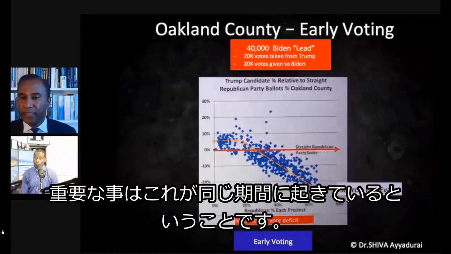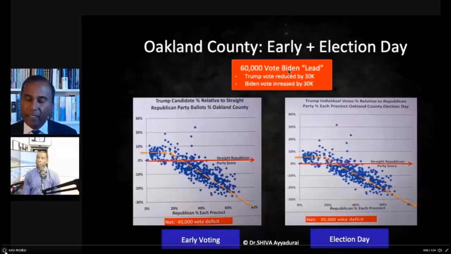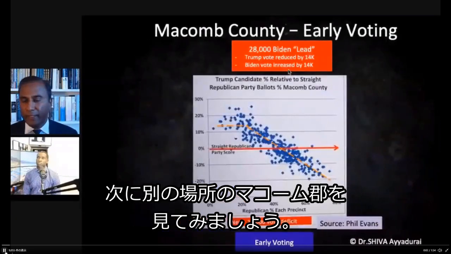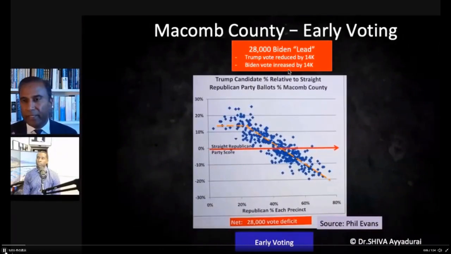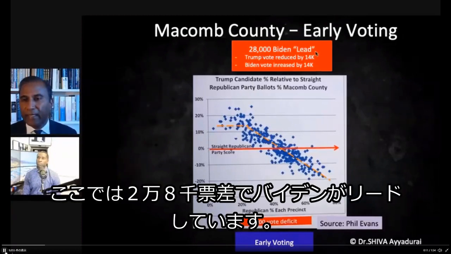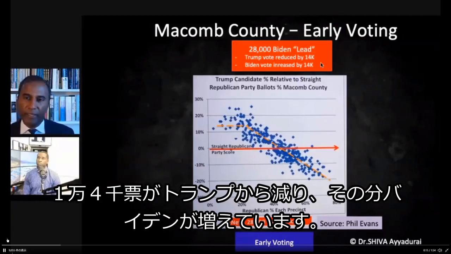The reason this is important is this is in one time period. So that's Oakland County. Now let's look at a different county. Again, spatially, we're going to a different place and a different time, early voting, Macomb County. Here there were 28,000 votes. 14,000 were taken from Trump, 14,000 were given to Biden.